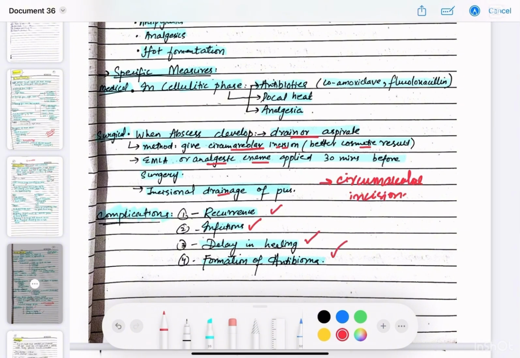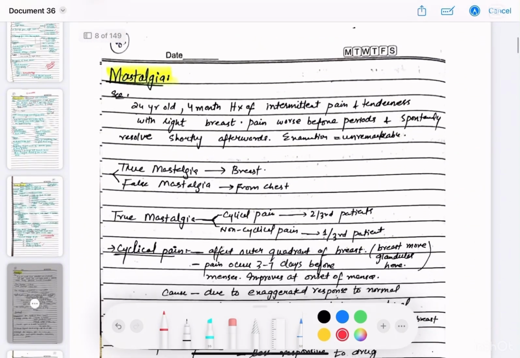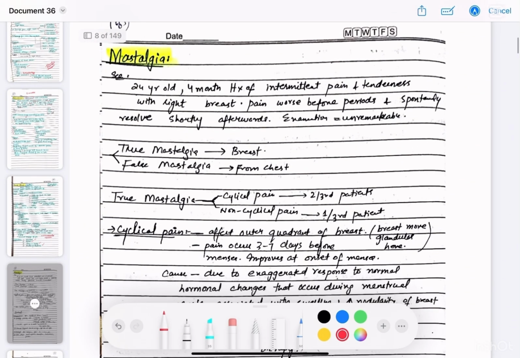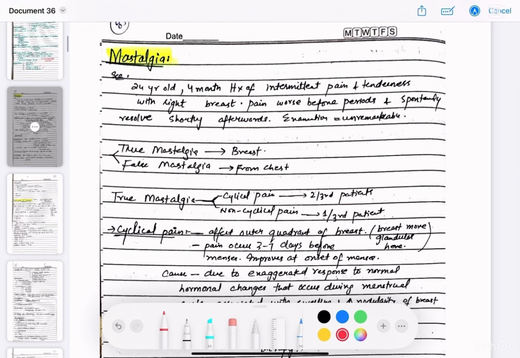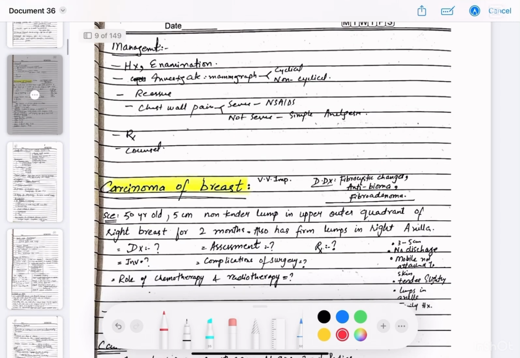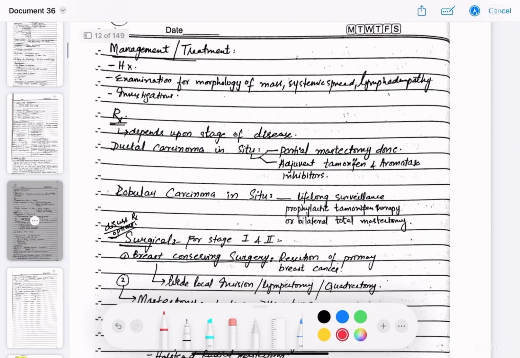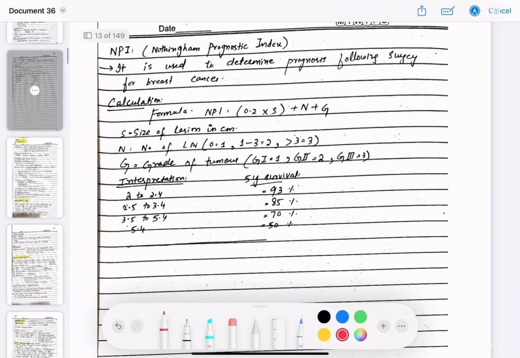Now coming towards the next topic, that is mastalgia. We will discuss mastalgia, the carcinoma of breast, which is very important, and then we will discuss the thyroid. Okay, mastalgia.